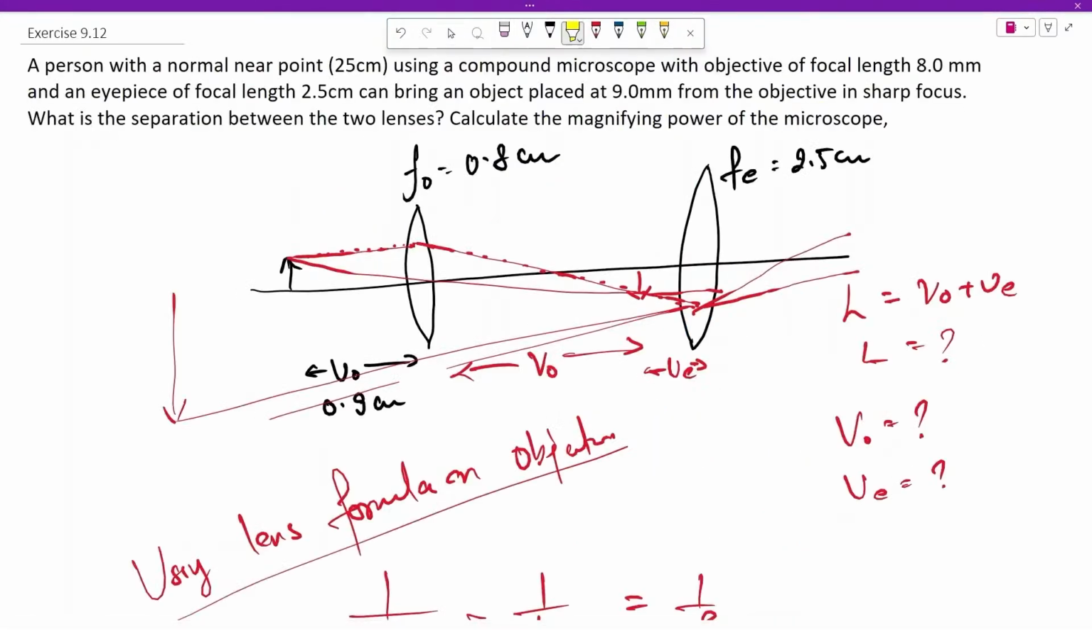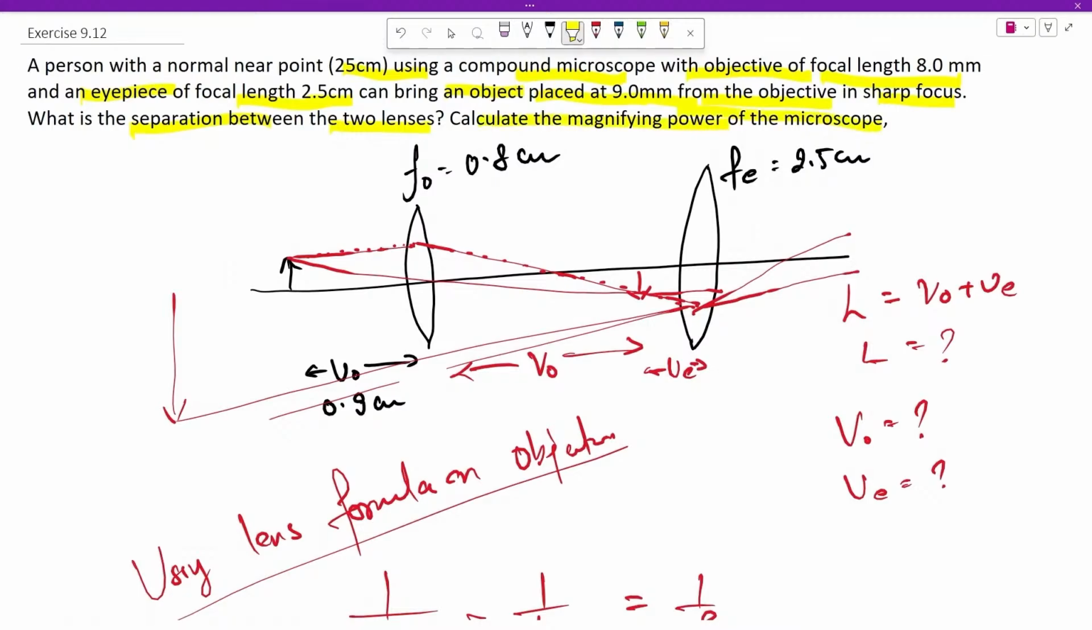The question says that a person with a normal near point of 25 centimeter using a compound microscope with an objective of focal length 8 millimeter and an eyepiece of focal length 2.5 centimeter can bring an object placed at 9 millimeter from the objective into sharp focus. What is the separation between the two lenses? Calculate the magnifying power of the microscope.